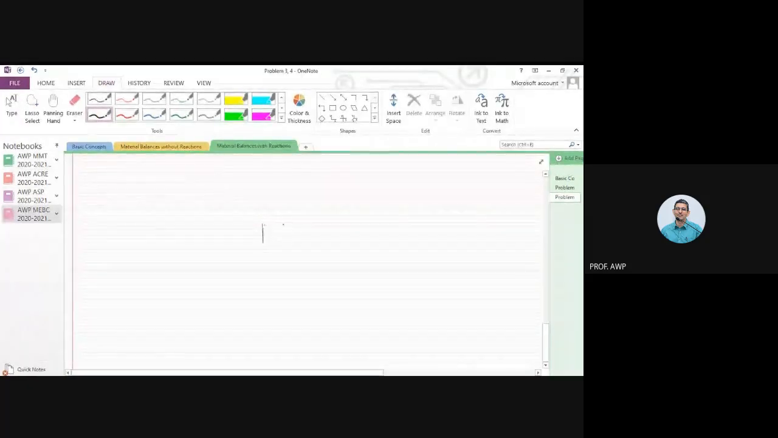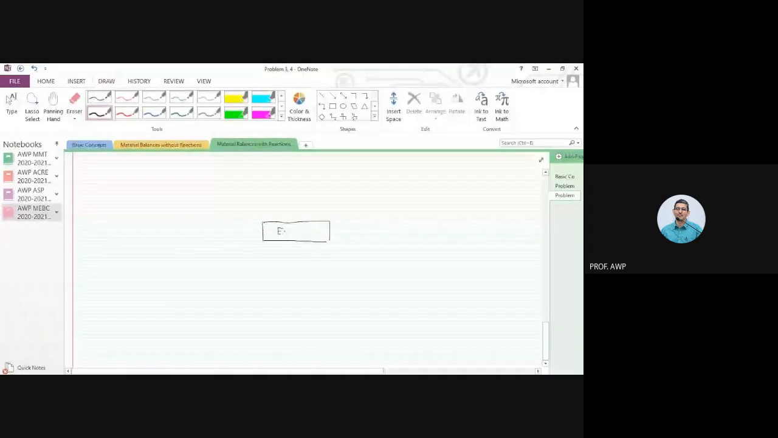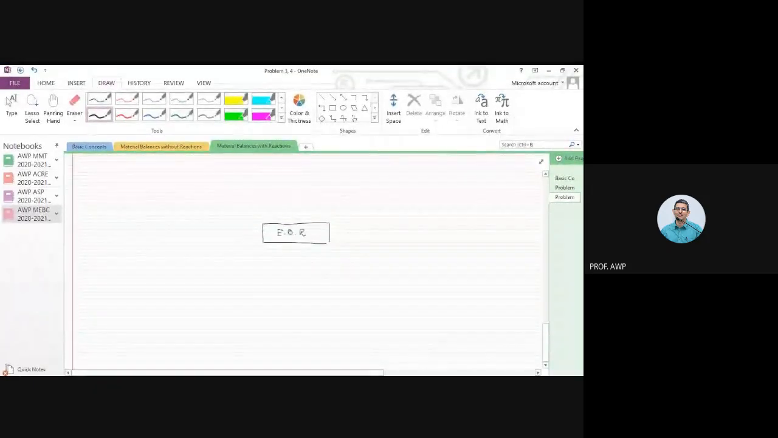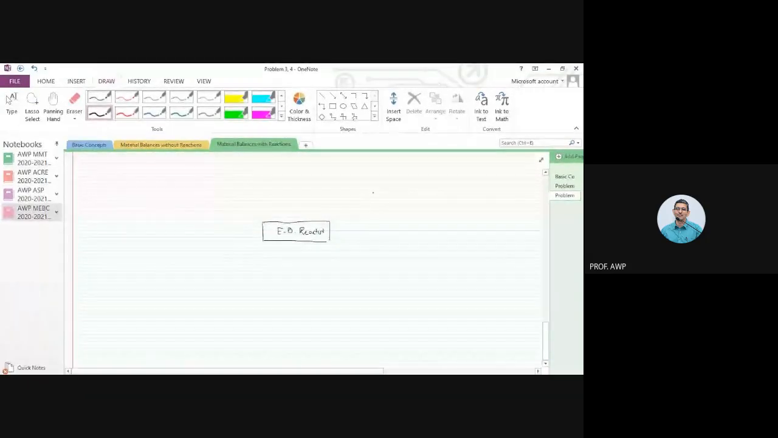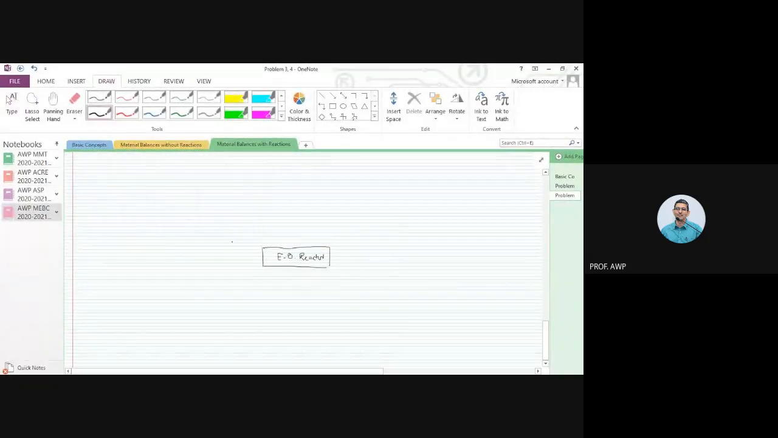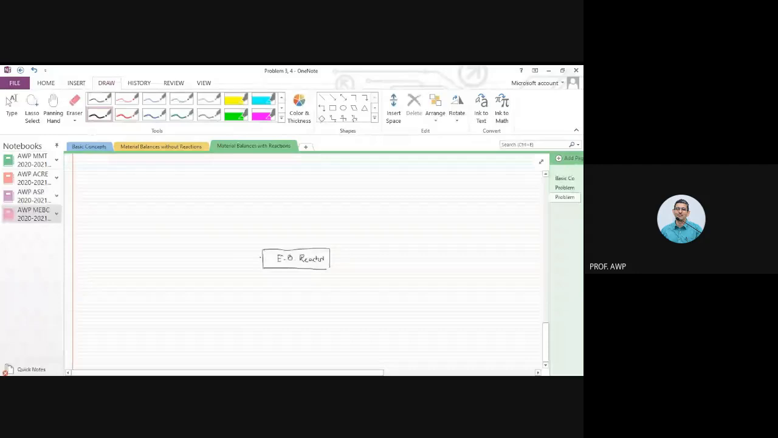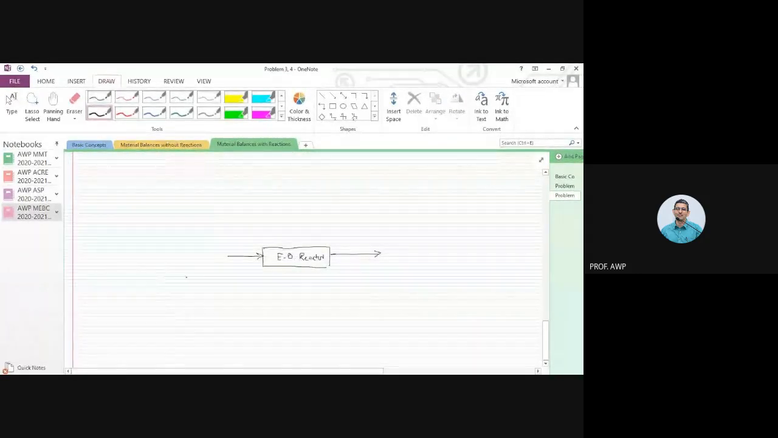So there is a reactor that makes ethylene oxide. See, a couple of points I want to mention. I will give this problem, then I will mention this issue. So let's say this ethylene oxide reactor, ethylene oxide is made from ethylene and oxygen.